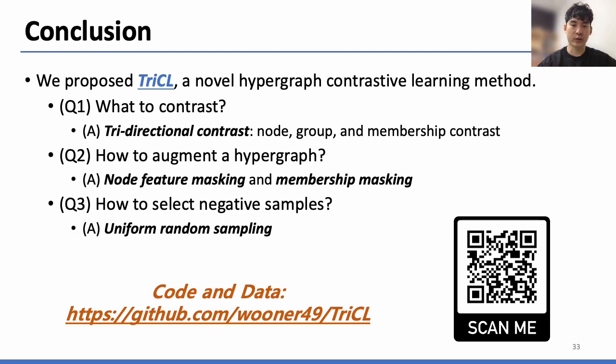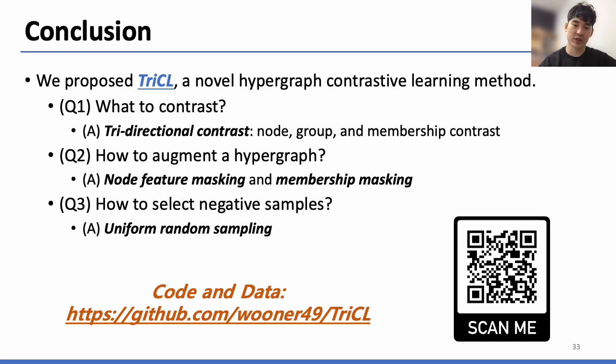In conclusion, we propose TriCL, a novel hypergraph contrastive learning method. To answer question 1, we propose tri-directional contrast, which is a combination of node, group, and membership contrast. And we demonstrate that using all types of contrast improves the quality of the learned embeddings.